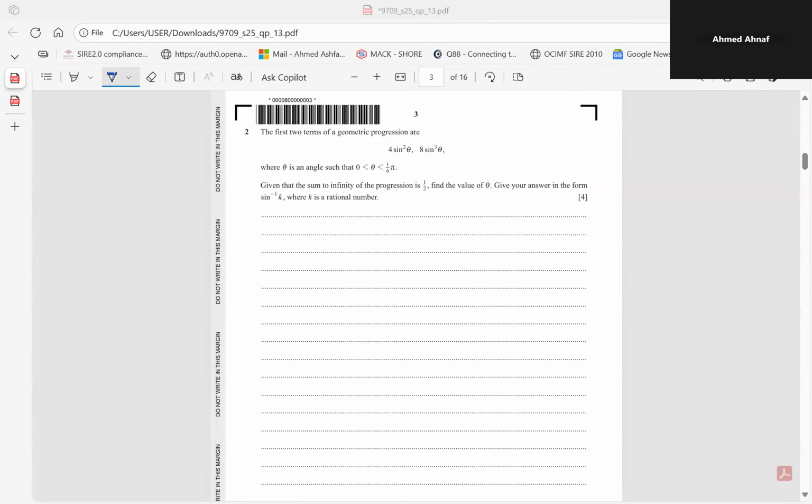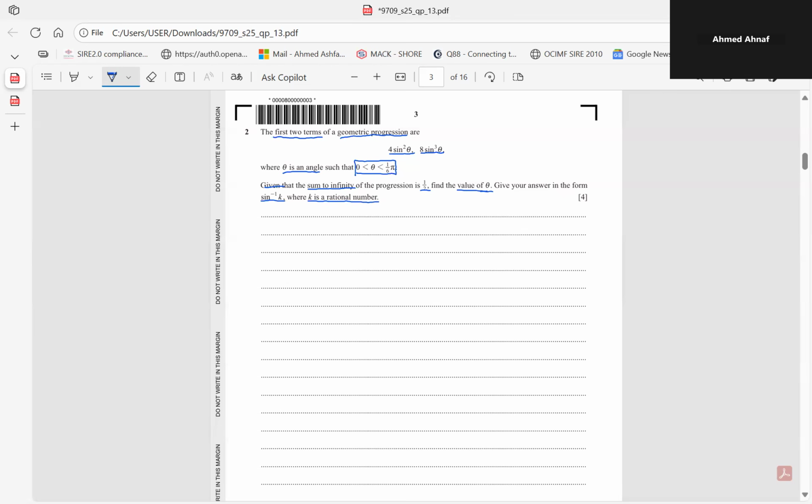Okay, so for this question, we're given the first two terms of a geometric progression, 4 sine squared theta and 8 sine cubed theta, where theta is an angle such that theta is between 0 and pi over 6. We're also told that the sum to infinity of the progression is a half, and we have to find the value of theta. Give your answer in the form sine inverse k, where k is a rational number.